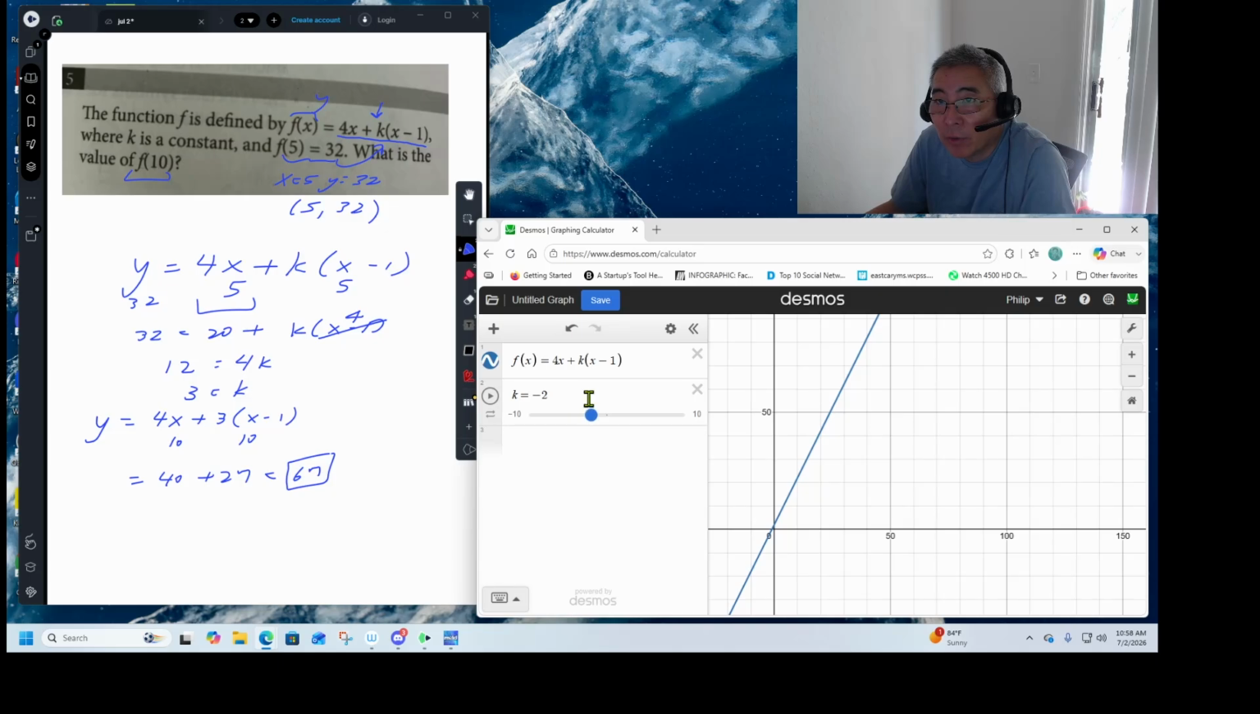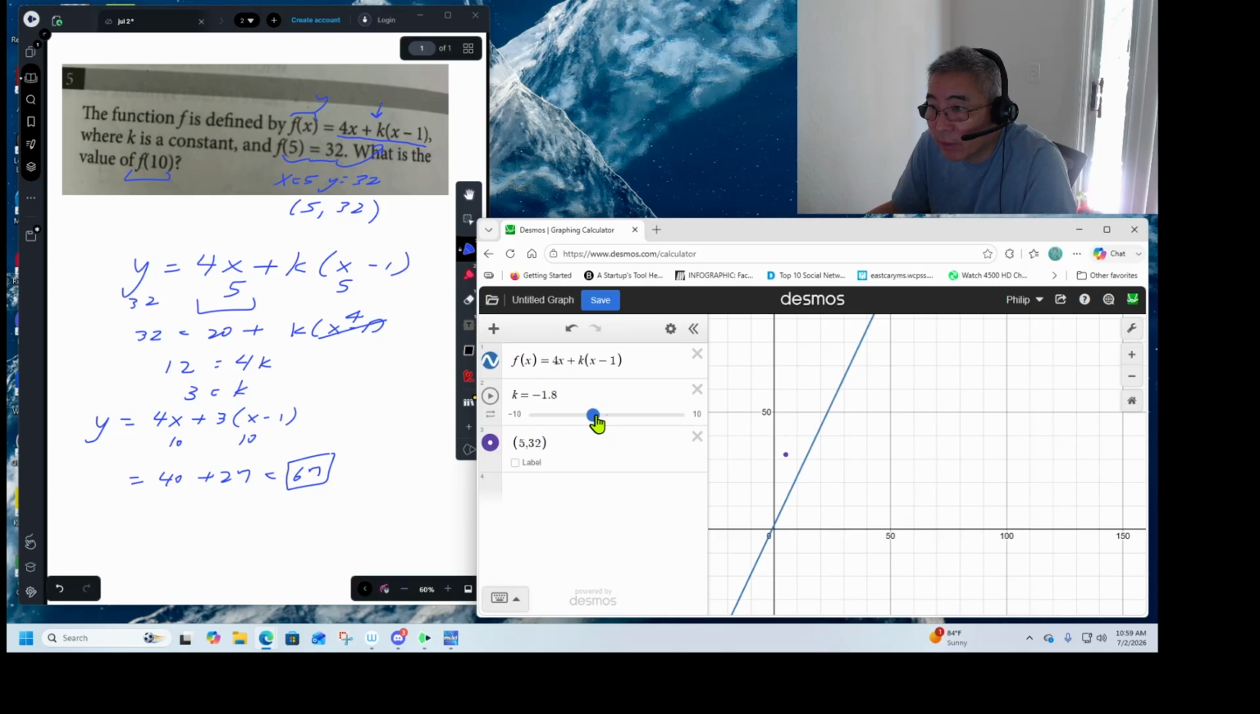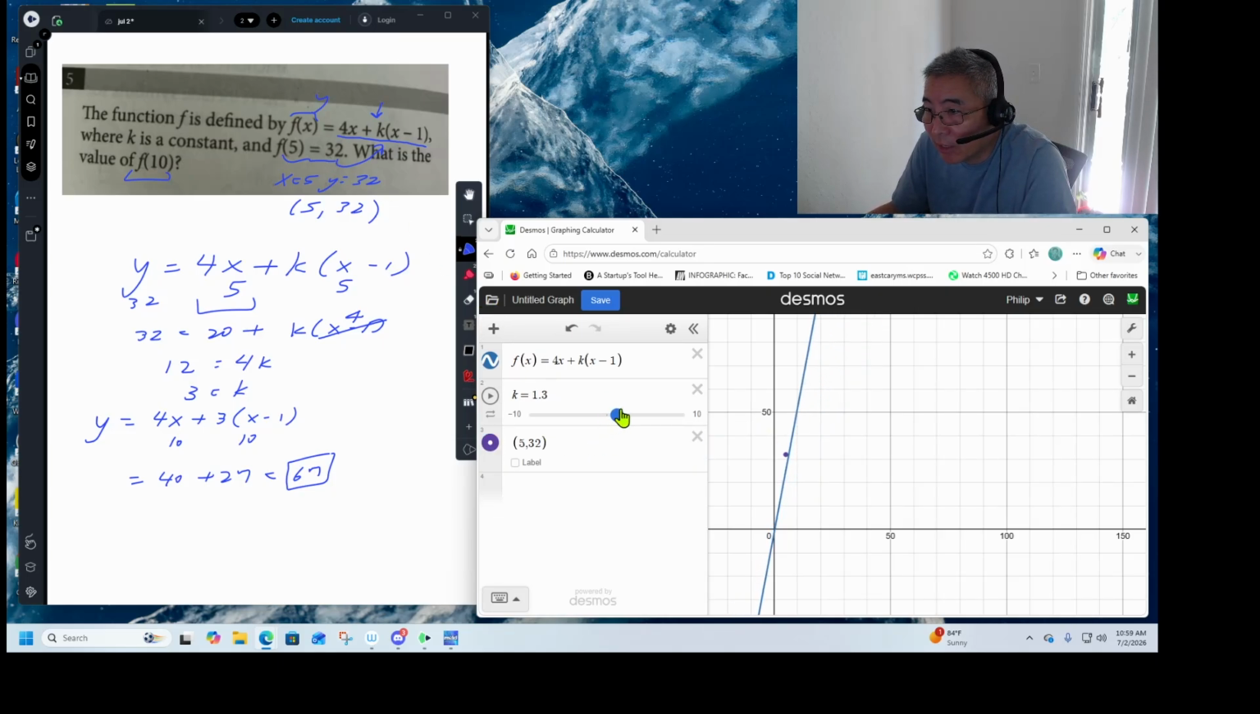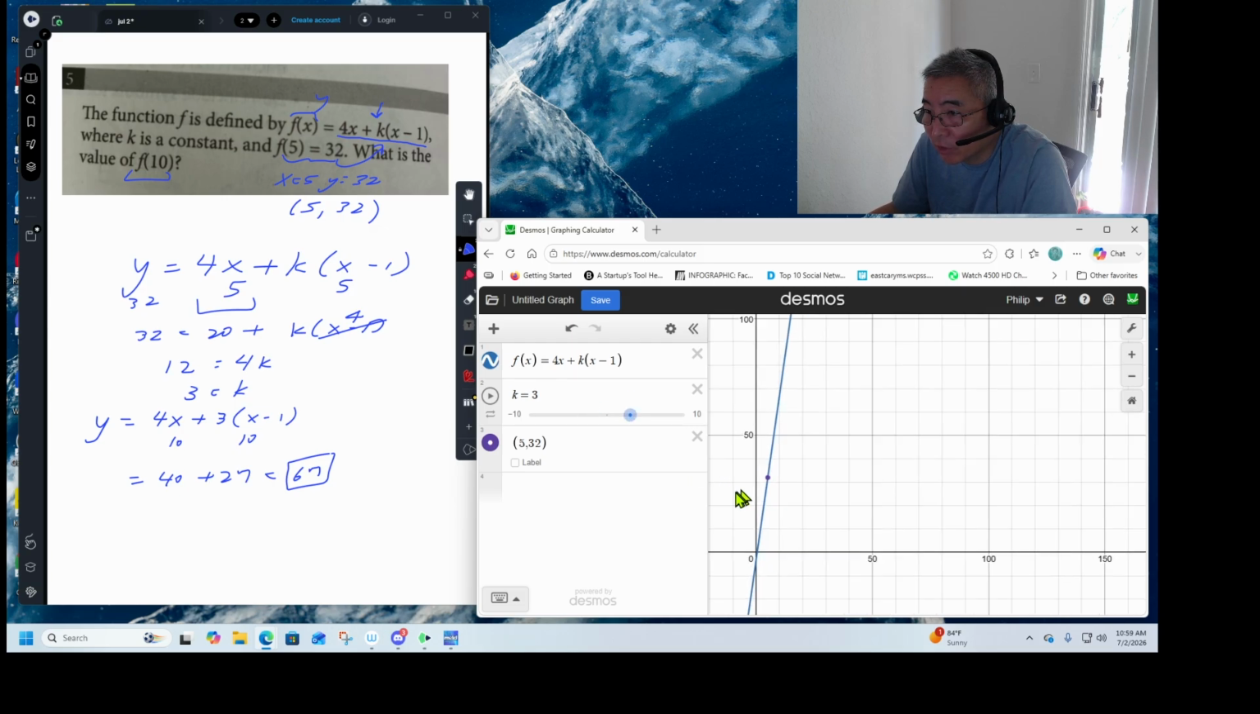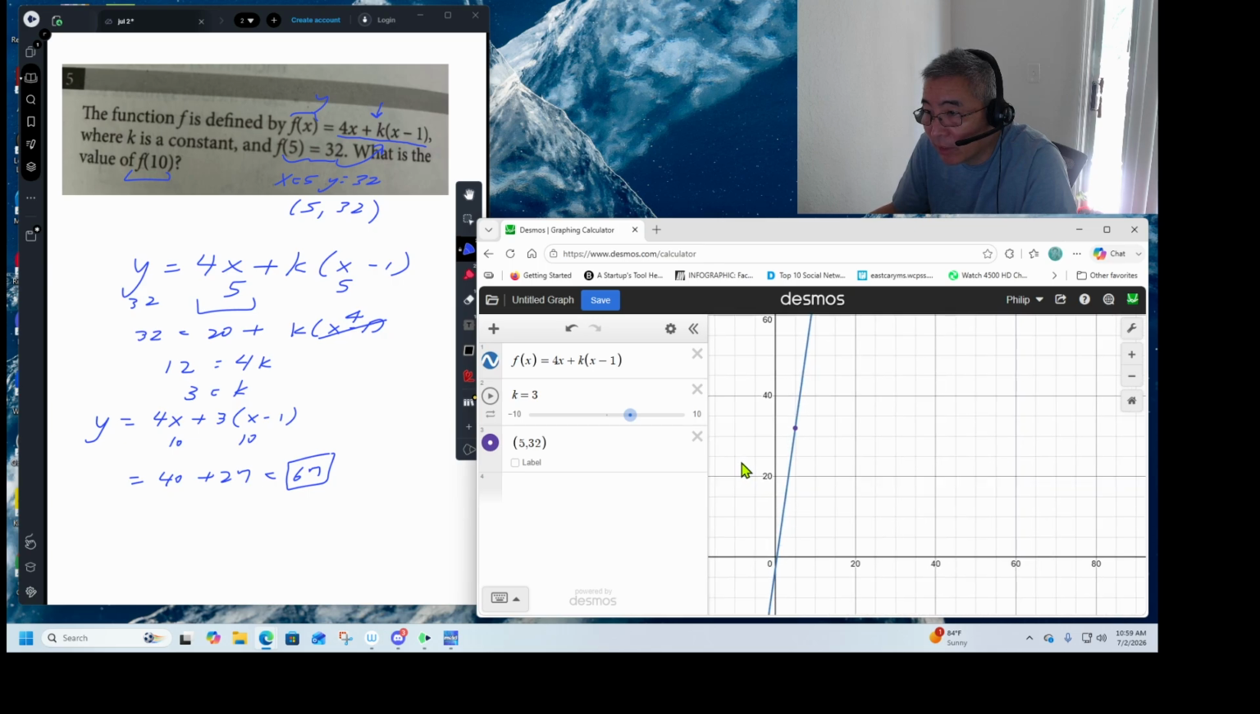They give us a point on the line, which is (5, 32). So we'll type that point here. We want this line to go through this point. So we're going to change the slider until it goes exactly through the point. I think it's probably k equals 3, because usually these constants are going to end up being some kind of whole number.